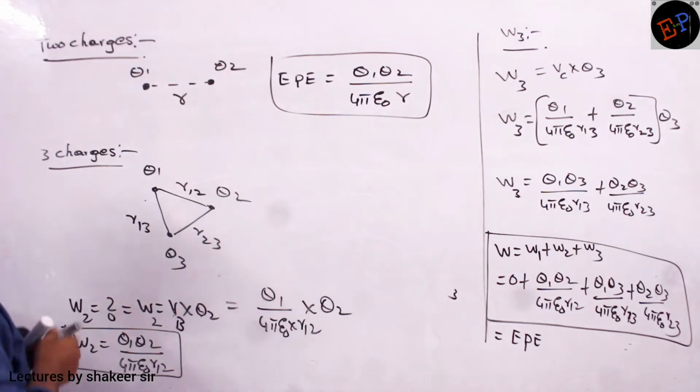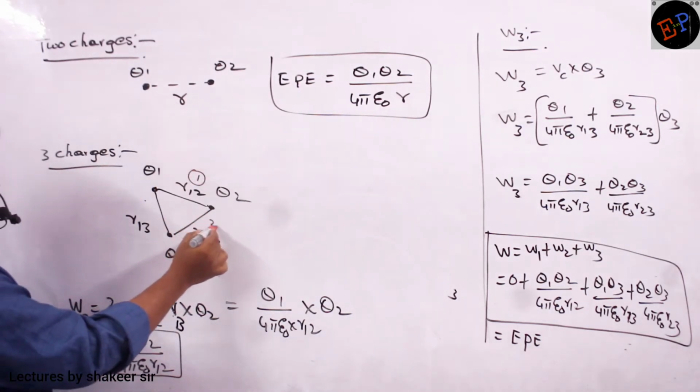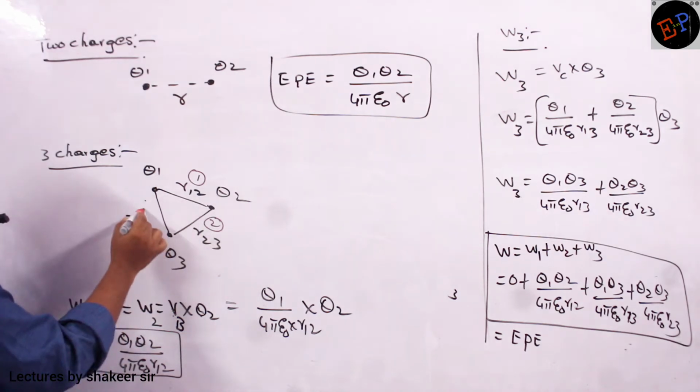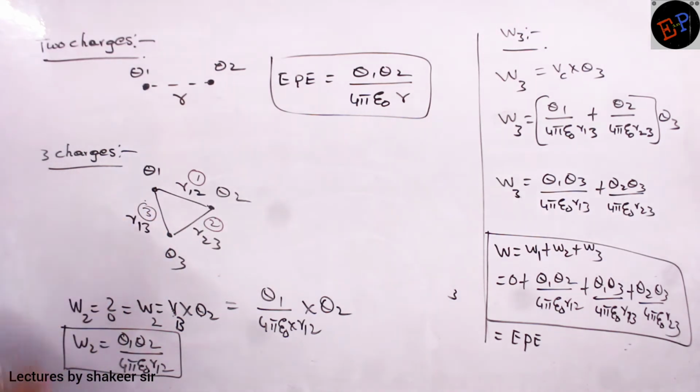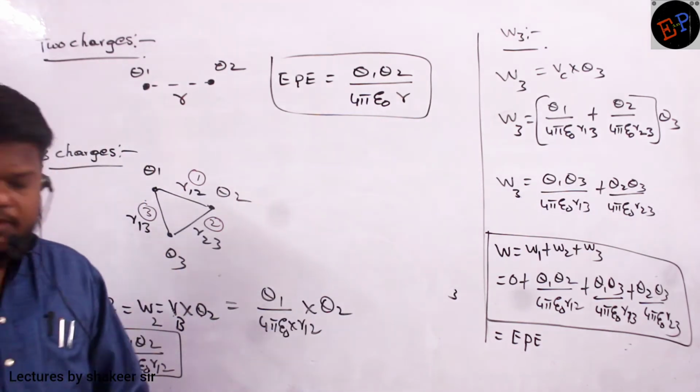So 1, 2 will form one pair. 2, 3 will form the second pair. 1, 3 will form the third pair. 3 pairs are possible. So we got 3 terms there. Are you able to understand?